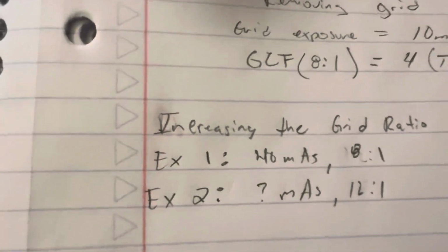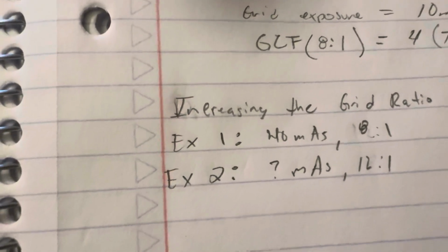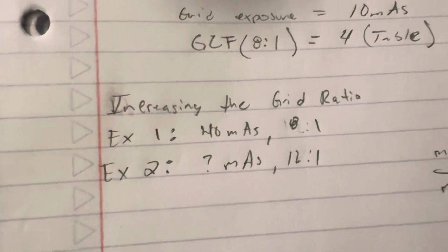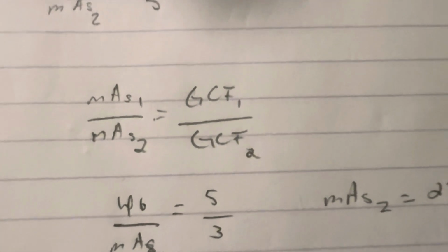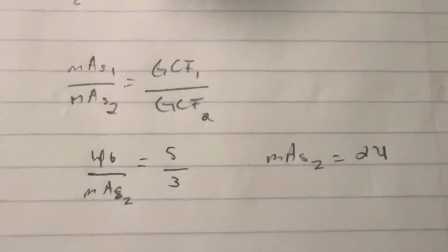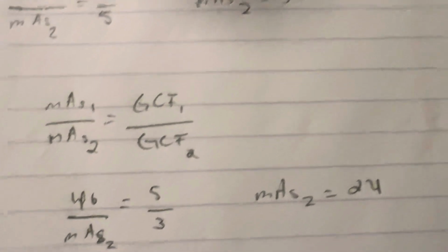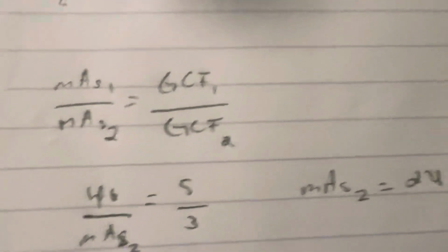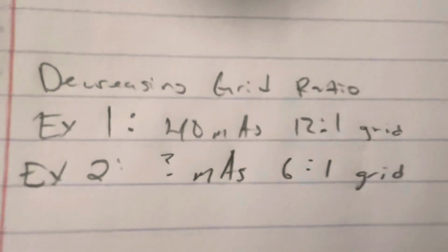When you increase the grid ratio, it'll most likely require you to add mass. It'll be an increased mass. When you decrease the grid ratio, it'll be similar to your first equation, and you're more likely going to have to decrease your mass when you go from a bigger grid to a smaller grid.